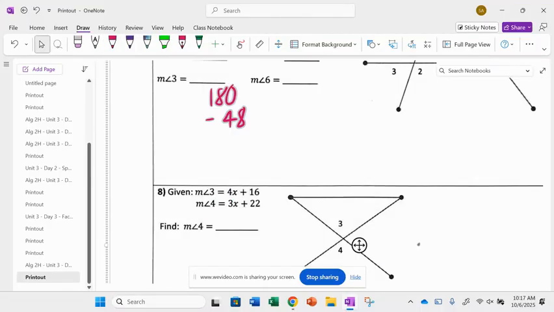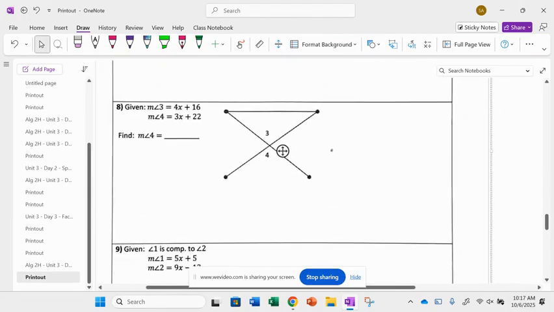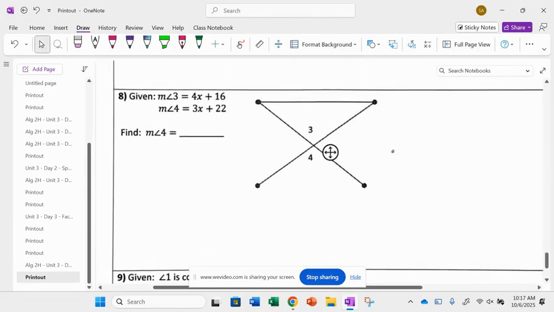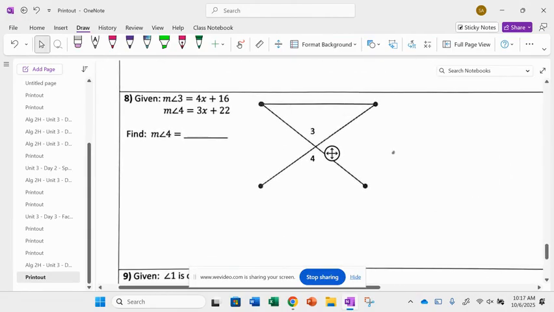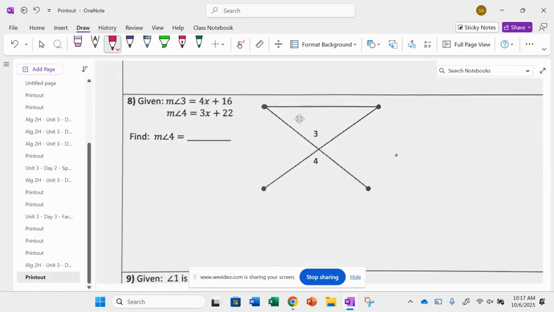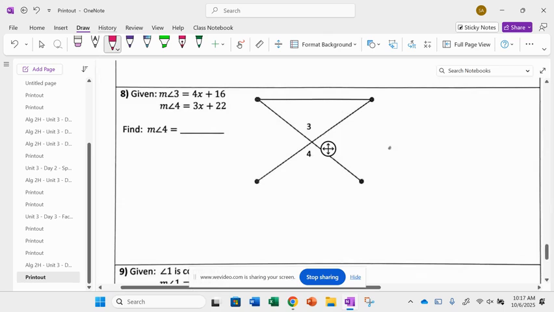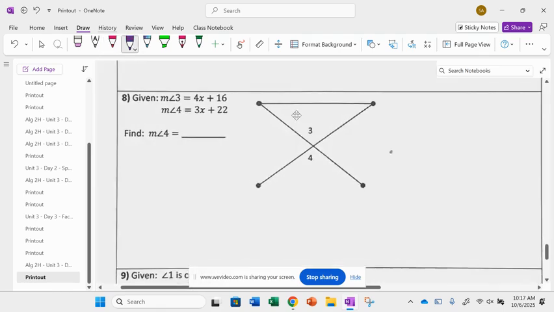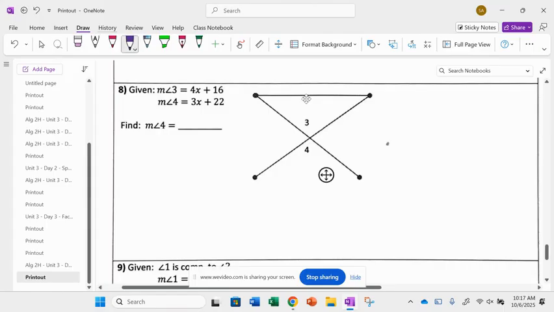Okay. All right, last problem for today. Oh no, there's 2 more problems. All right, I will label the given information. And Maya, you went last, right? Maya, choose somebody to, hold on, let me just write this. 4x plus 16 and 3x plus 22. All right, Maya, choose somebody to come up with an equation.